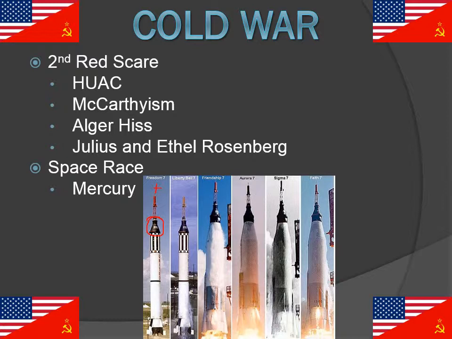And then Friendship 7, the third rocket over, is actually going to be the one that's going to carry John Glenn, former senator from the state of Ohio, but one of the Mercury astronauts that's probably most well known because he made 3 revolutions around the Earth before coming back to Earth and splashing down in the ocean.